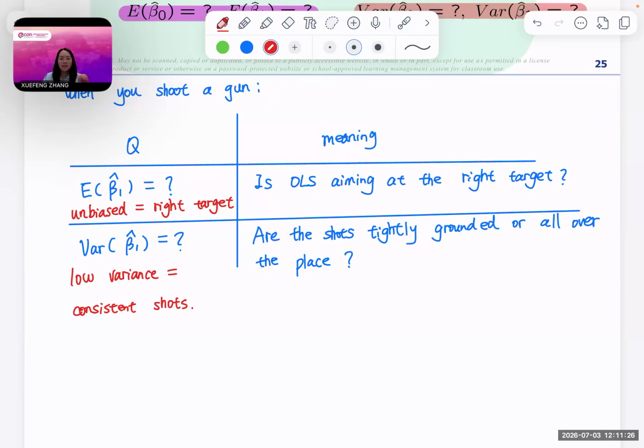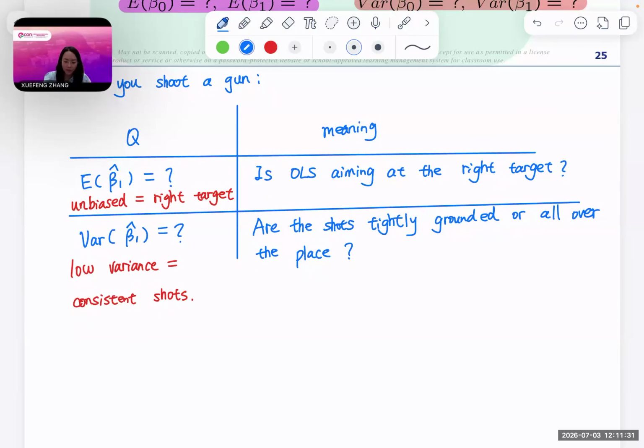Together, that's what makes OLS trustworthy, okay? The first one, expectation, means unbiased. The second one, low variance, means consistent, okay? Together, they make OLS trustworthy. This is why we care about expected value and variance. We can never collect every possible sample, okay? We only get one data set in real life.